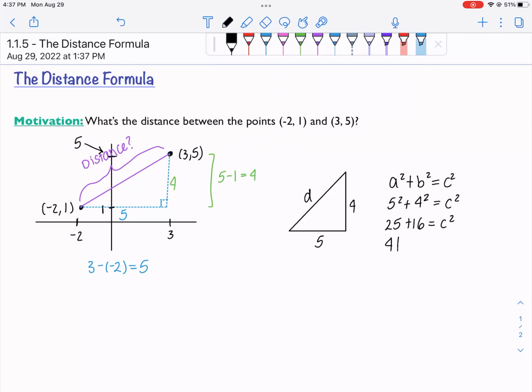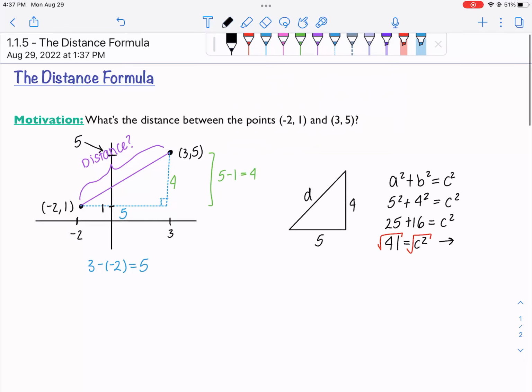We have 41 equal to c squared. In order to get c by itself, we need to take the square root of both sides. So the equation 41 is equal to c squared, we solve by taking the square root on both sides. If you don't recall, the square root of c squared is plus or minus c. This works with any variable.